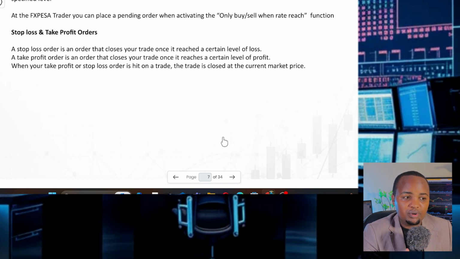And you can place what we call the stop loss, because the moment the market goes against you, you'll be incurring losses.